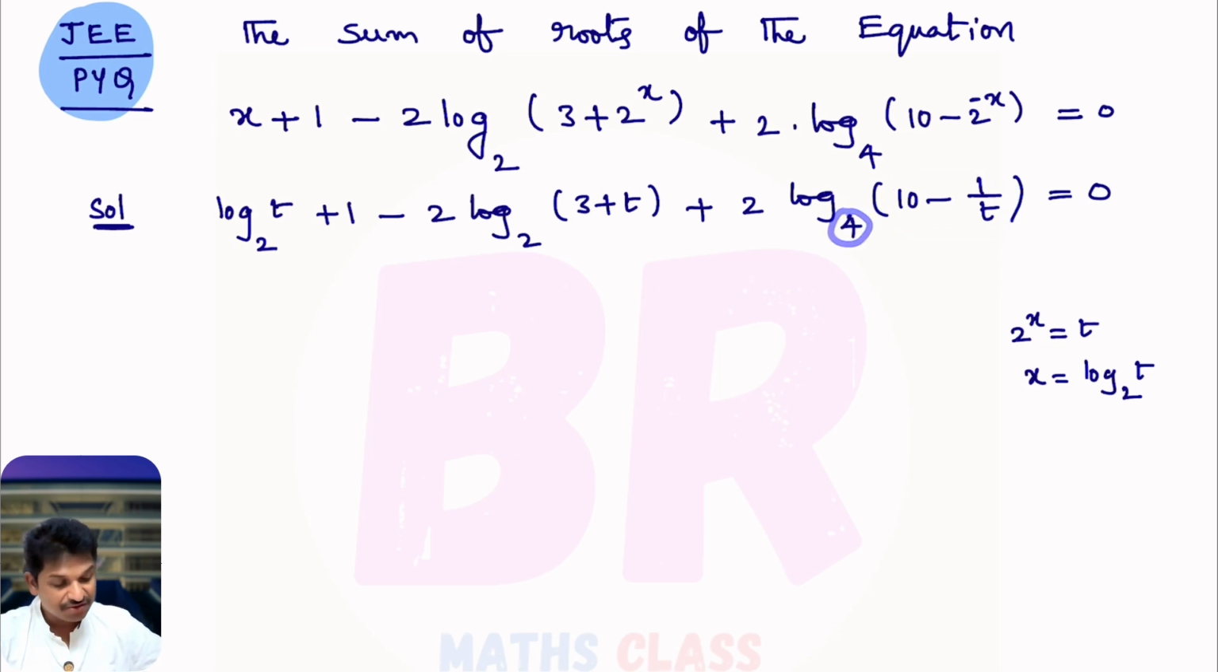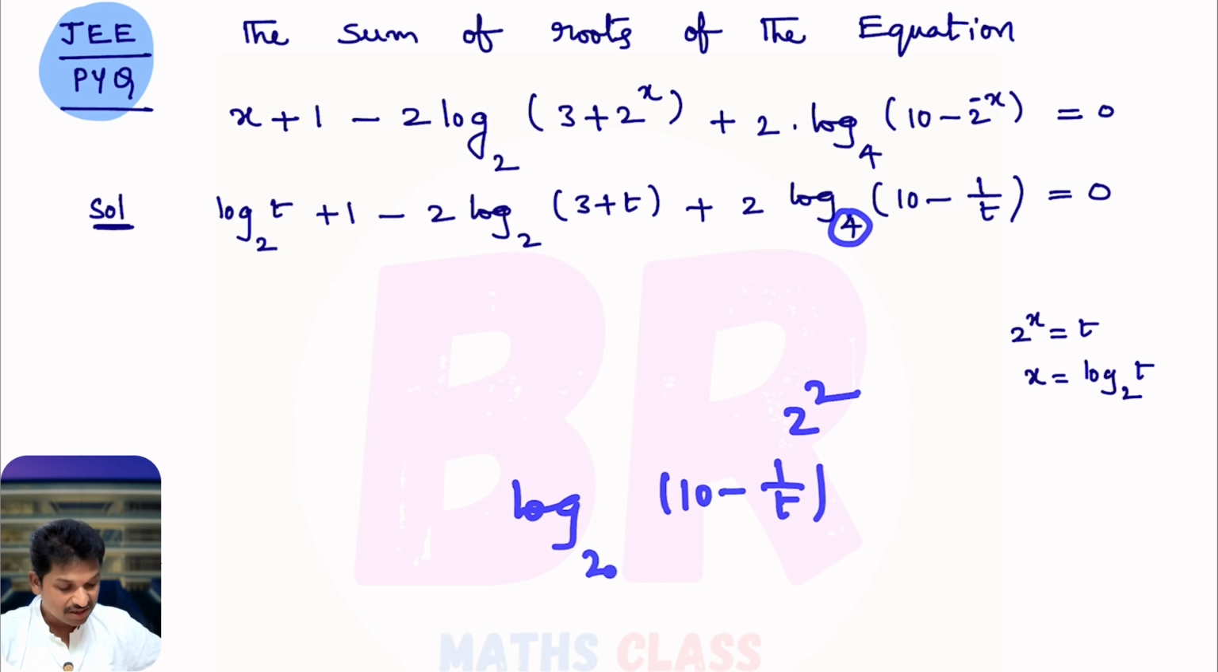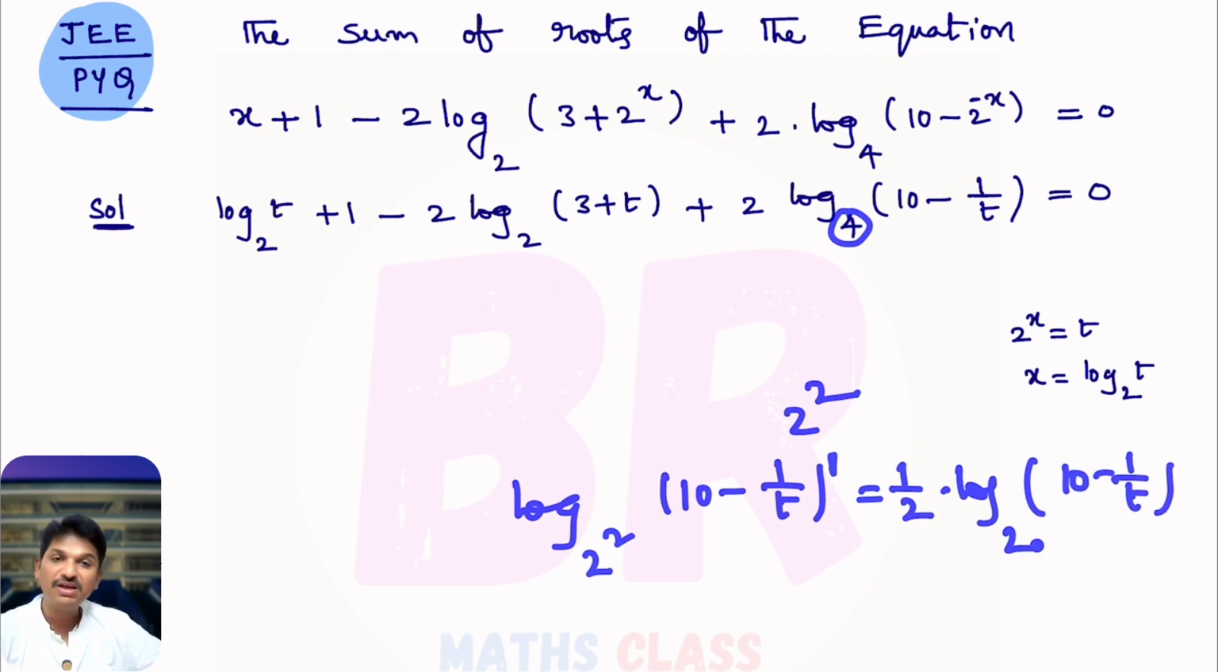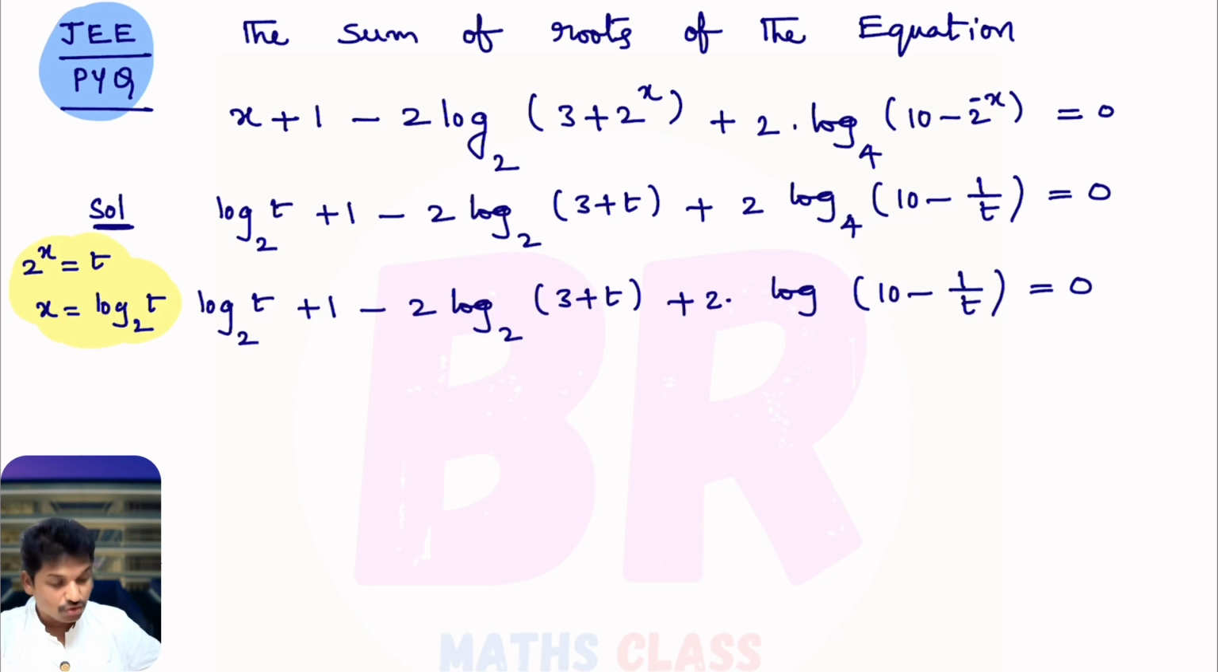Here this base 4 is there now. Base 4 can be written as 2 square, right? So what will this become? Logarithm of 10 minus 1 by t. This can be written as 1 by 2 into logarithm of 10 minus 1 by t base 2. We can write like this. So 2 into 1 by 2 into, here base 2 you will get. Now this 2 will get cancelled. You observe here base 2 is there, here base 2 is there, here also base 2 is there.